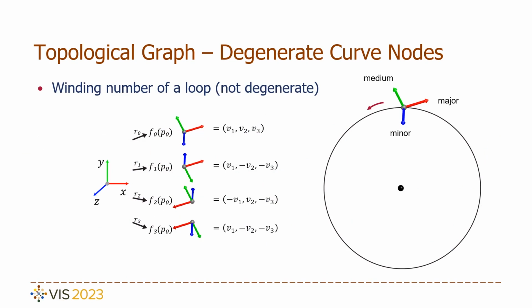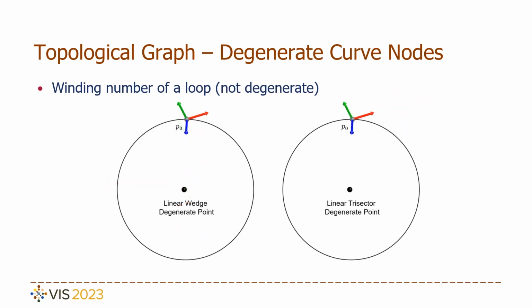Starting from a point on the loop and traveling along the loop once, the final tensor frame formed by the eigenvectors at the starting point can differ from the frame before the travel. The difference must be a rotation of 180 degrees around either the x-axis, the y-axis, or the z-axis, which correspond to quaternions I, J, and K respectively. We can see that the winding number is I for a linear wedge, or -I for a linear trisector. Similarly, the winding number is K for a planar wedge, or -K for a planar trisector.